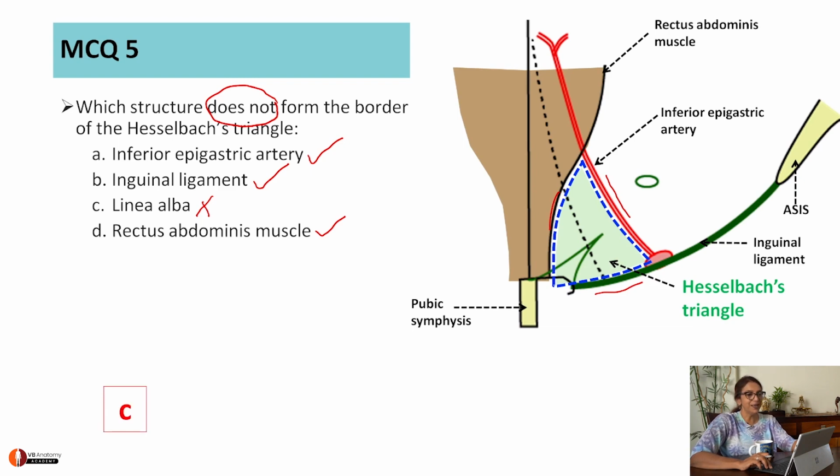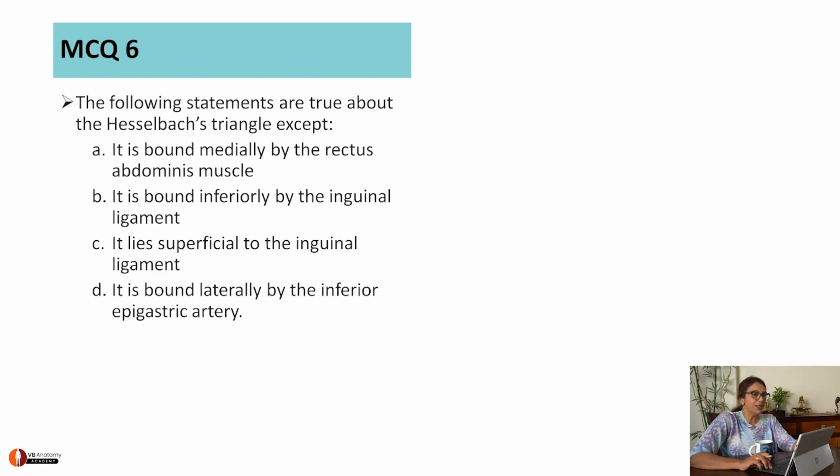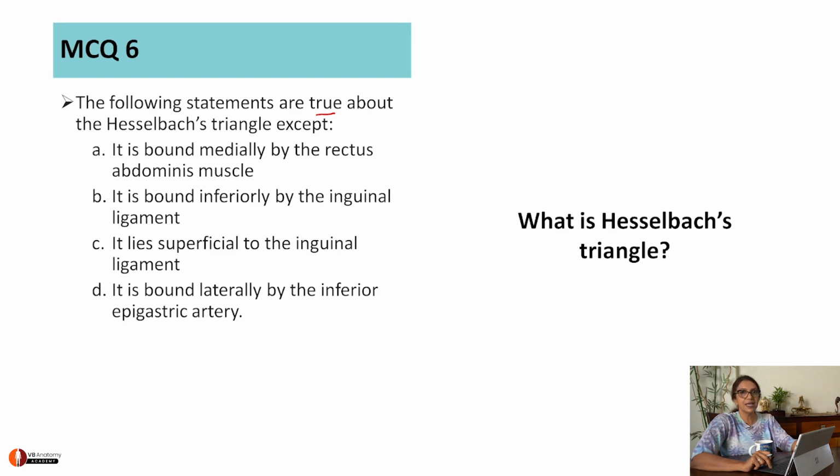Yes, it is. Okay. MCQ 6. Following statements are true about Hesselbach's triangle except. It's bound medially by rectus abdominis muscle. Yes. By now we know the border, so we won't revise this, but you should think of it. It is bound inferiorly by inguinal ligament. Yes. It lies superficial to inguinal ligament. Not superficial, it lies superior. Let's see the last option. It is bound laterally by inferior epigastric artery. So, it has to be C.